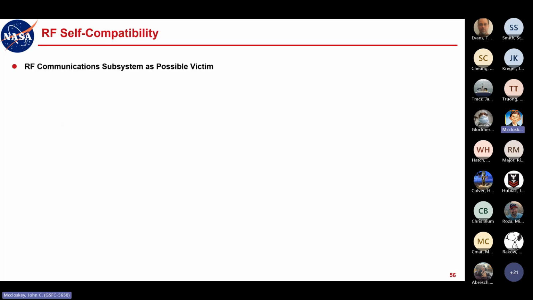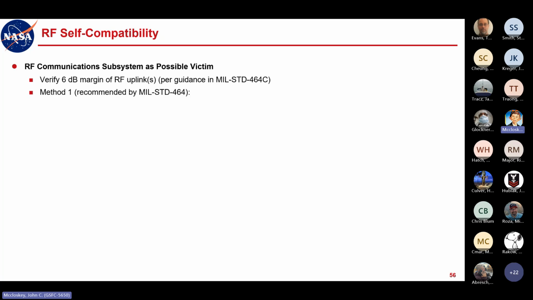All right, last thing I want to cover here is RF self-compatibility. So the RF communication subsystem is a possible victim. The MIL standard 464 provides guidance to verify that you have 6 dB margin of your RF uplinks. We'll talk a little bit more about that. It's kind of the main thing I'll be talking about.